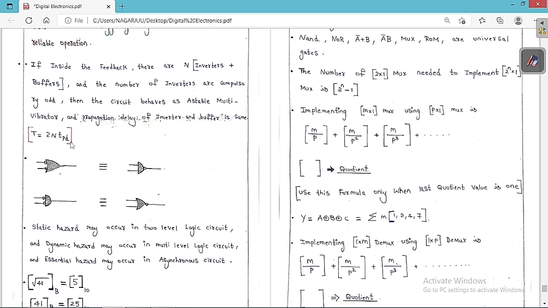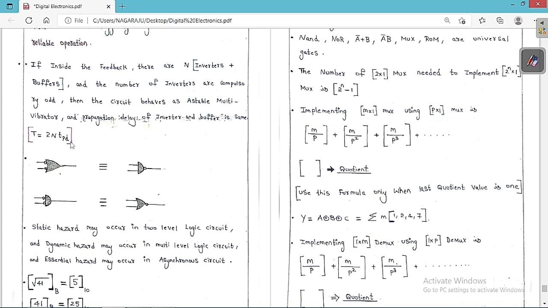So what I am trying to tell you, suppose in a given circuit, in the feedback, if it is a combination of inverters and buffers, and if you count the number of inverters, if it is odd, then we can say it is an unstable multivibrator. So you are going to get a square wave output. The time period is equal to 2n TPD, where n is the number of inverters and buffers combined.